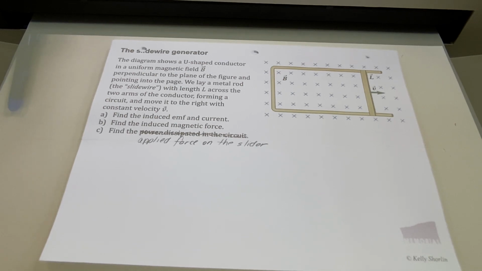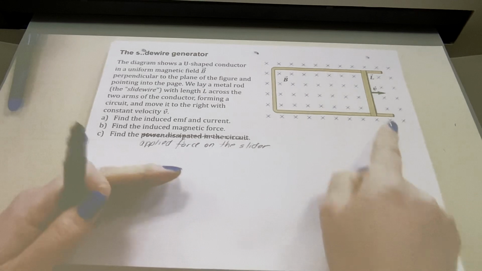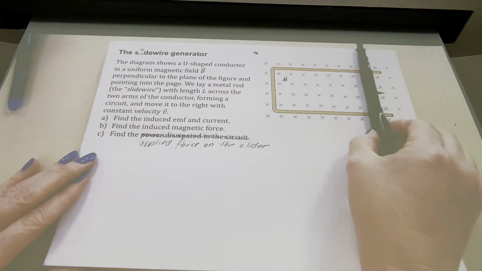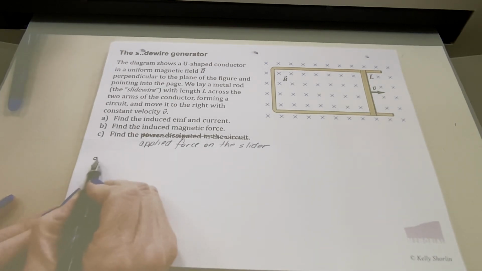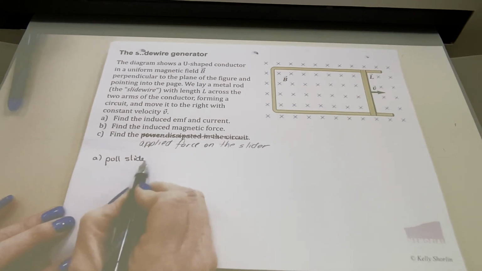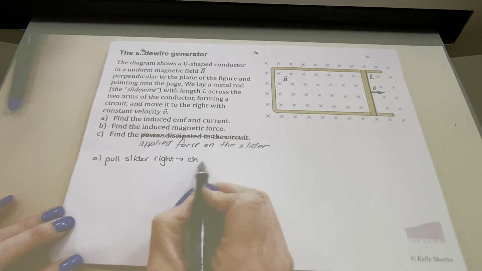So let's think about what happens in the problem. We're taking our slider, and we're going to assume that these rails are much longer. They just go on for a while. We're going to pull the slider to the right. That means we're changing the magnetic flux, because that's B times area.